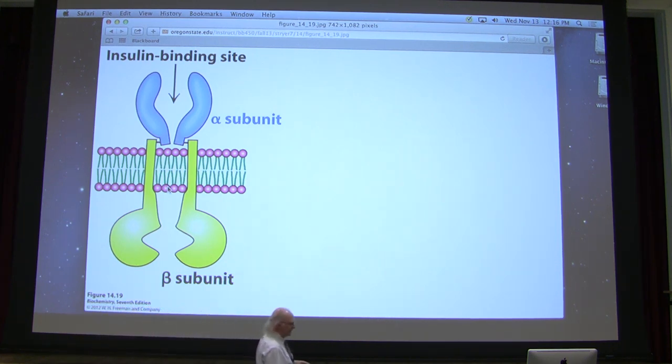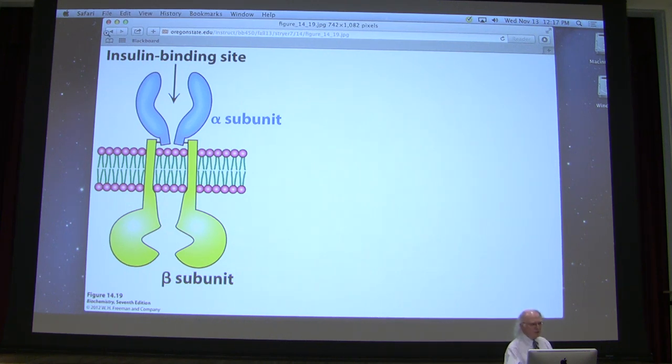And this dimer is interesting. The dimer can exist in a couple of different configurations. I'll talk later about the epidermal growth factor receptor, which can form as a dimer, but it doesn't normally. Insulin receptor starts out as a dimer, but its structure in the absence of insulin is different than its structure in the presence of insulin. So what you see here is the receptor in the absence of insulin. The outside of the cell is on the top. The inside of the cell is on the bottom.